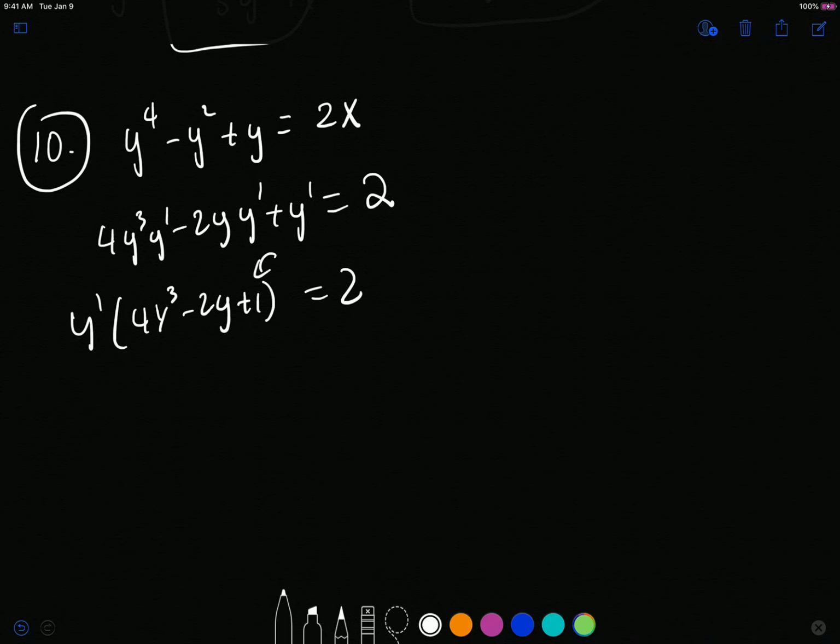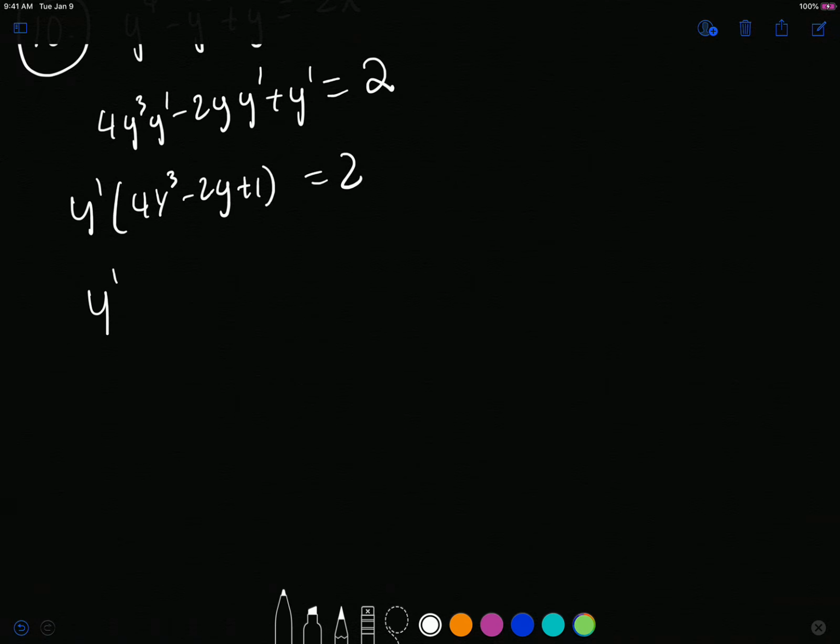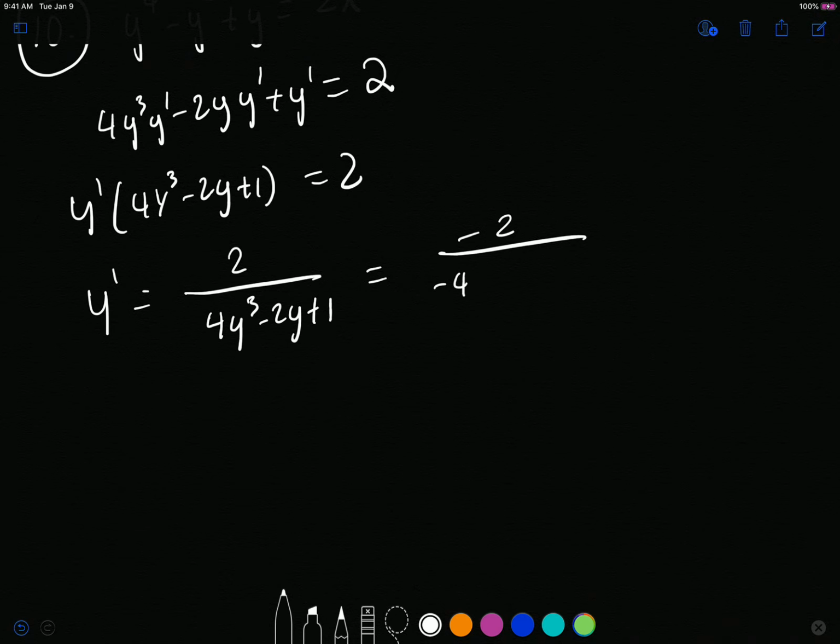Notice I have the plus 1 right here. And then I divide, and so y prime is 2 divided by 4y cubed minus 2y plus 1, which means the answer is also negative 2 over negative 4y cubed plus 2y minus 1. Again, both answers are equivalent, and my fraction cannot be simplified. There's nothing that cancels out through all terms, and so therefore this is my answer.